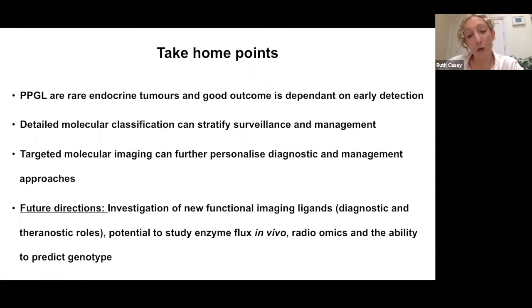I think there is huge potential to study enzyme flux in vivo, particularly in the tumors that might have citric acid cycle gene mutations. And I do also think that radiomics could potentially be exploited in these tumors as well to predict the genotype, because we know, for example, for the SDH gene mutations and VHL gene mutations, that there is significant upregulation of epithelial and vascular growth factors. So that might be translating into subtle differences in their imaging characteristics, which might be unveiled by radiomics. So I think that could be also an exciting avenue to explore in the future.